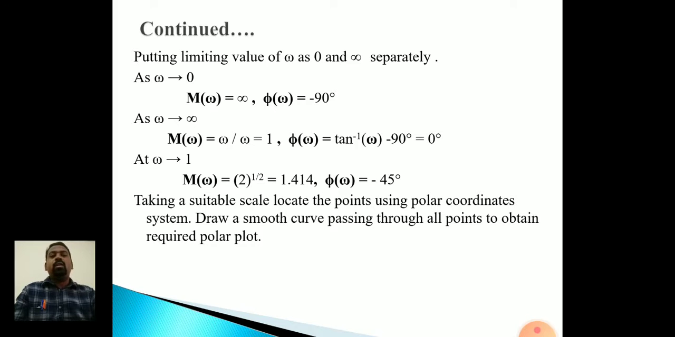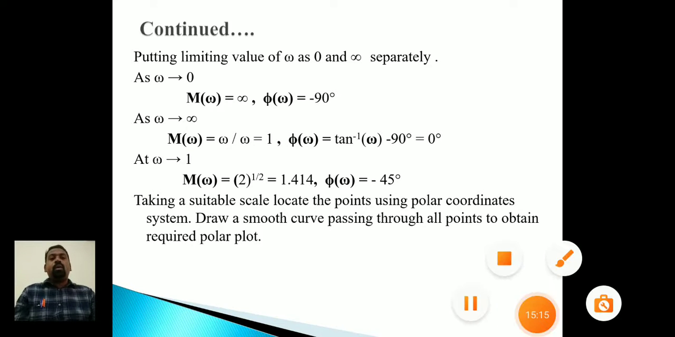So by these three limiting terms, this is the starting point as omega tends to 0, this is omega tends to infinity, and omega tends to 1. For all the three cases, m omega and phi omega. By taking a suitable scale, locate all these points using polar coordinates and draw the smooth curve passing through all these points to obtain the polar plot.